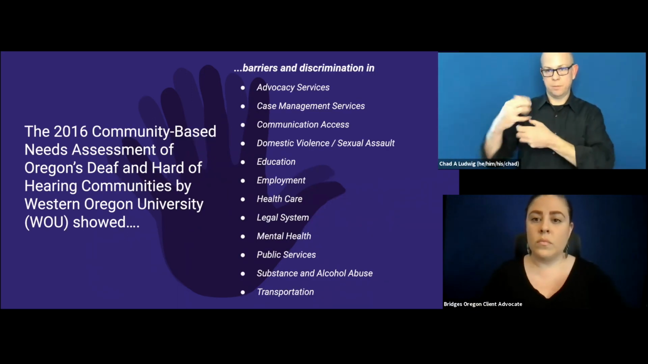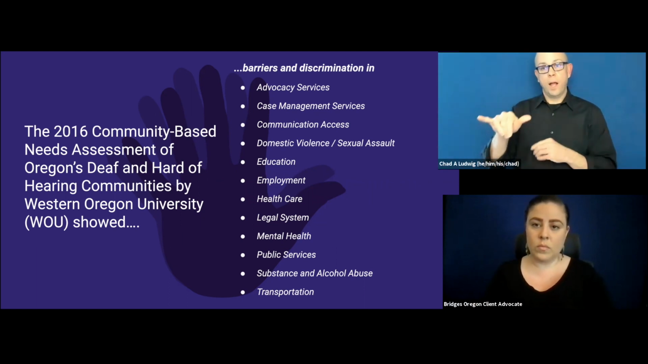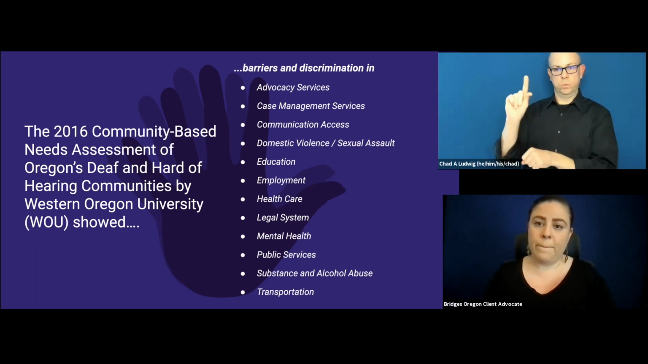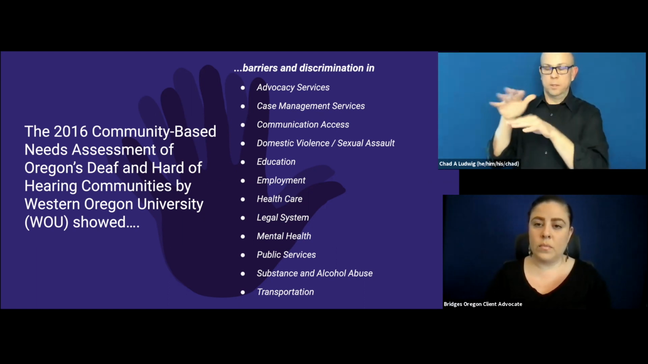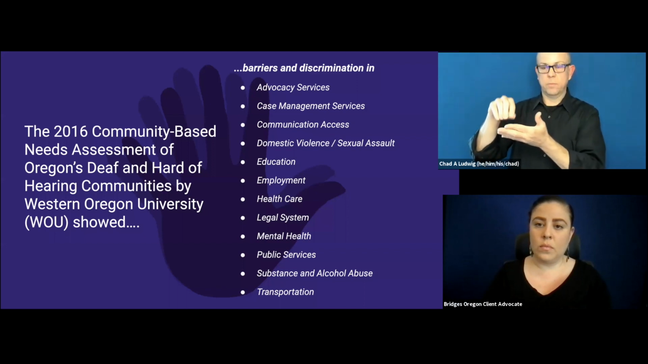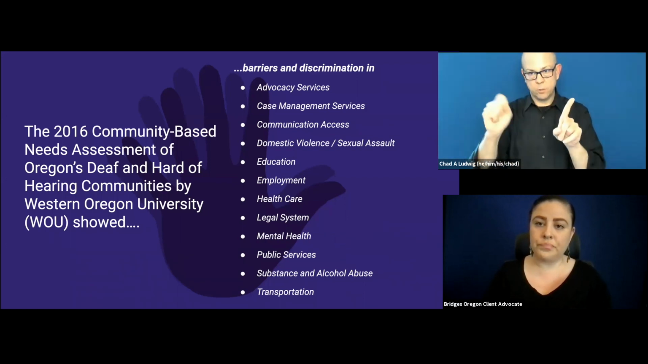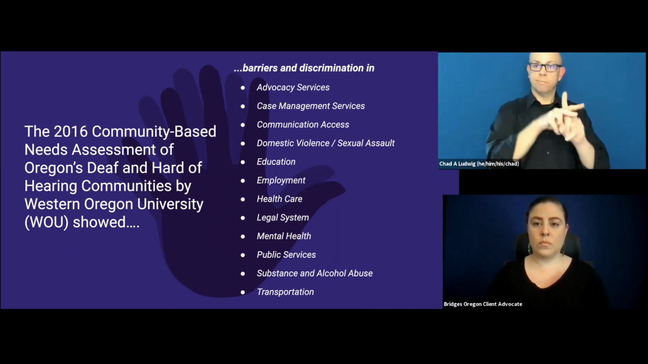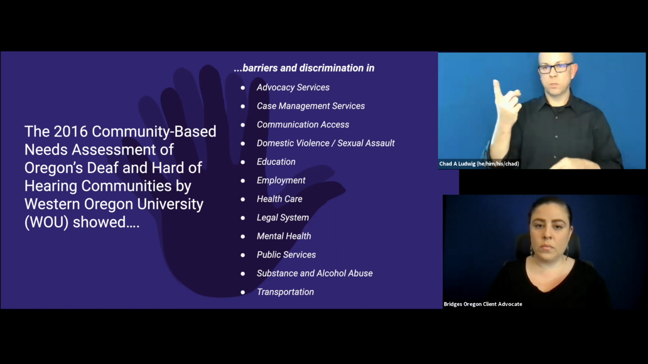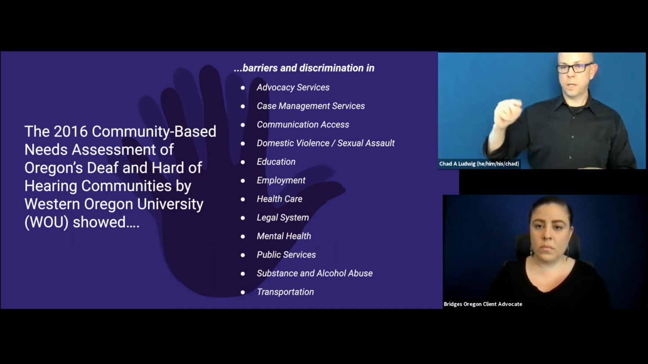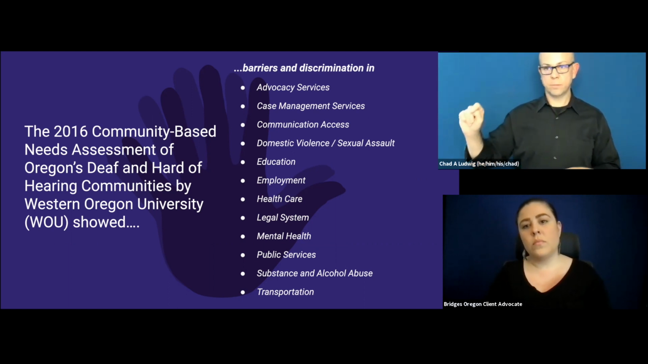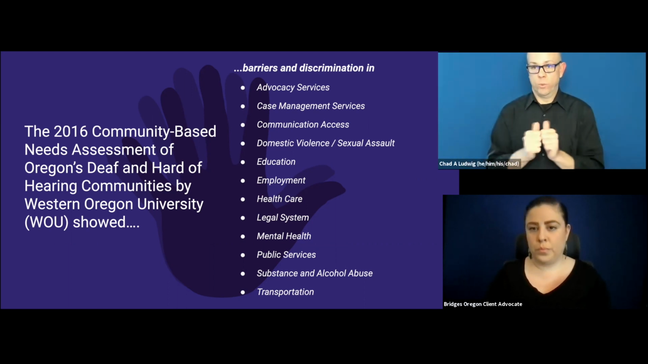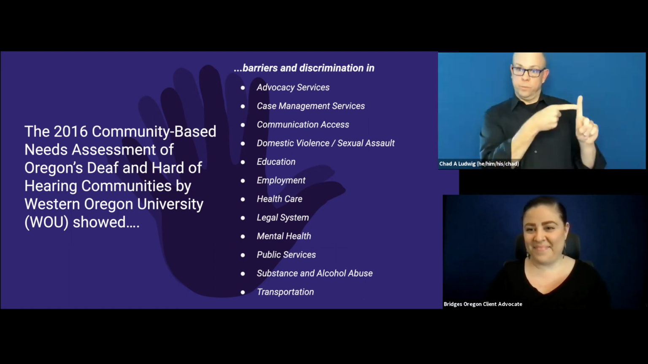We did a community-based needs assessment, which is abbreviated CNA, and this was based on some legislative work that was done back in 2015. That resulted in a bill being passed, and money was allocated to the Department of Human Services, which contracted with Western Oregon University to employ a principal investigator, Denise Thew Hackett, and she is currently today our board chair, and she's also here with us today.